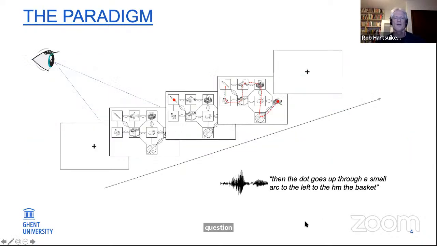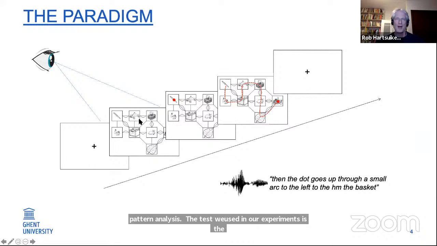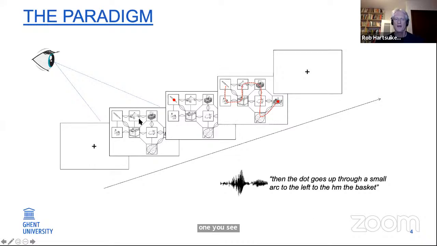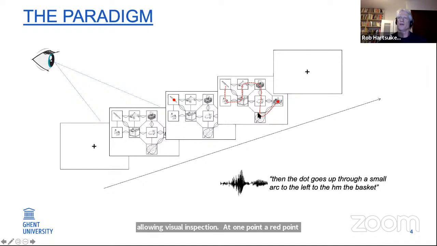The task we use in all of our experiments is the one you see over here. We begin with a fixation cross for a while. Then you see the network for 2 minutes, allowing visual inspection. Then at one point, a red dot marker appears and starts to move throughout this network at a particular pace. The instruction for the participant is to describe the network, including all the objects and all the paths that the little dot is taking, and to do so in synchrony with the dot using complete sentences.